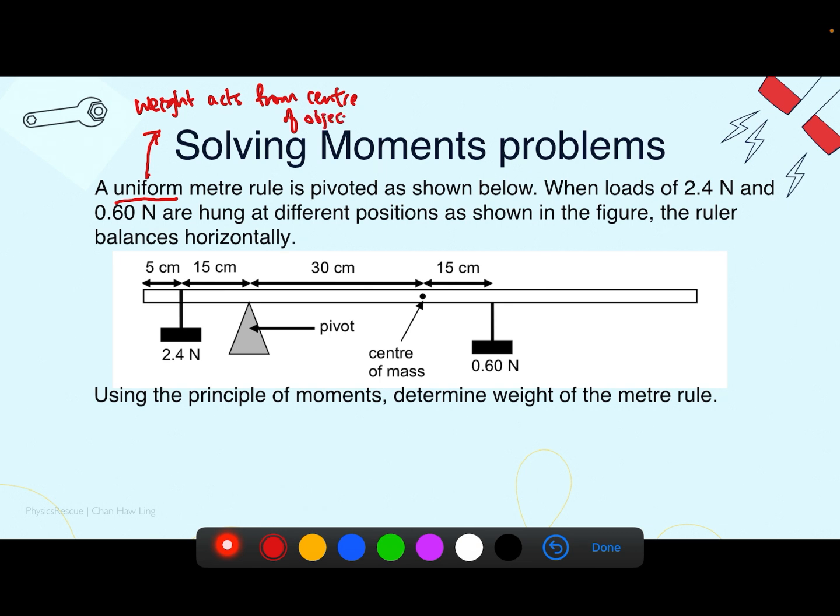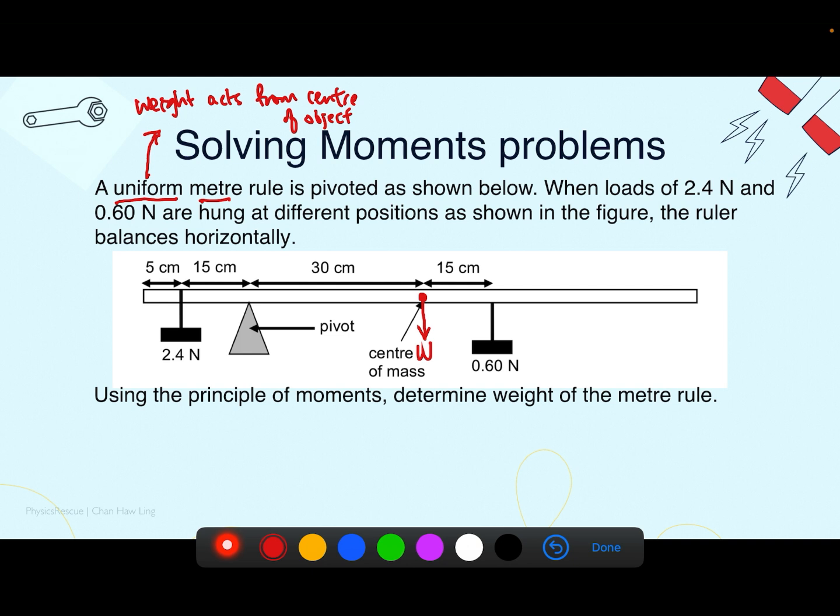Okay, so the CG of this object is at the center. And in this case, since it's a meter rule, then the CG would naturally be at 50 cm, right? At the midpoint of the meter rule. And it's already pointed out and labeled over here. So what we need to do is draw the forces, the weight of the meter rule, which is unknown. So let's call this the weight of the meter rule. Okay, I'll just call it W.